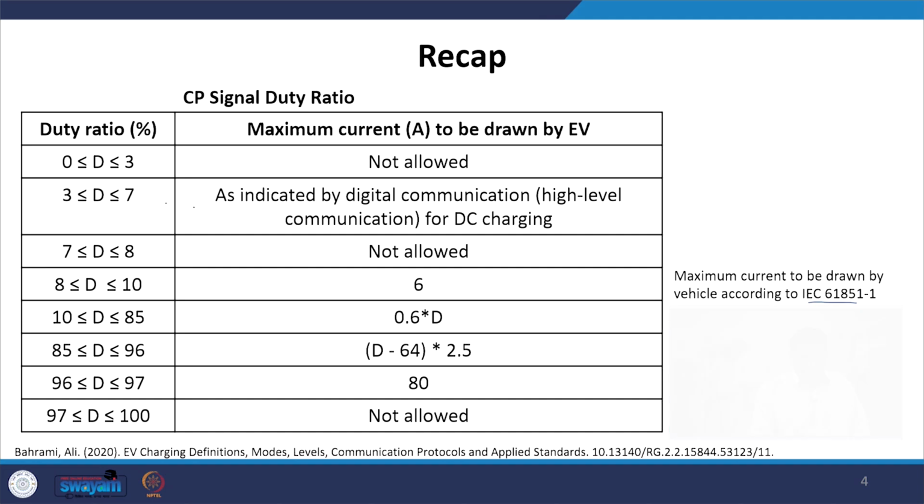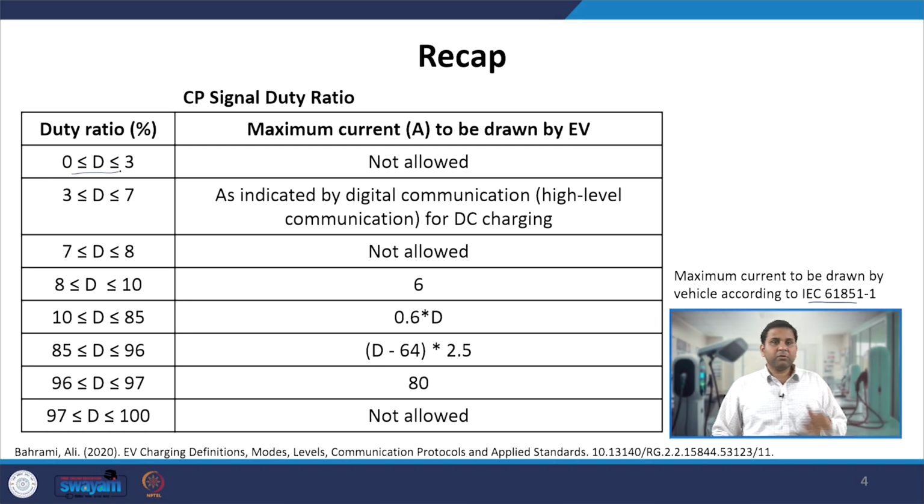Here we know that when the duty ratio is between 0 to 3 volt, the charging is not allowed. Whenever it is between 3 to 7 volt, it indicates that it is DC charging, and during that time you require the communication which supports DC charging, which is called the high level communication, which we will discuss as we go along.